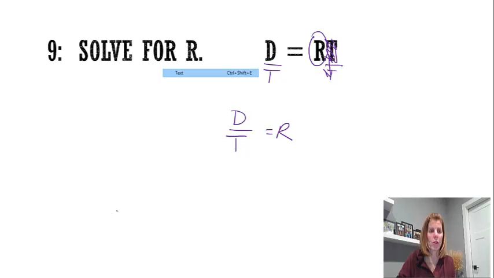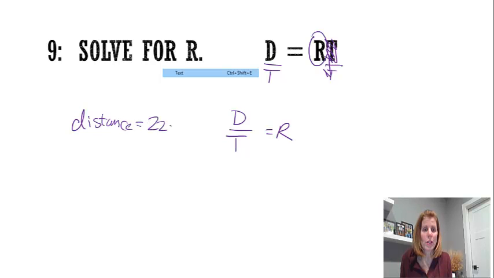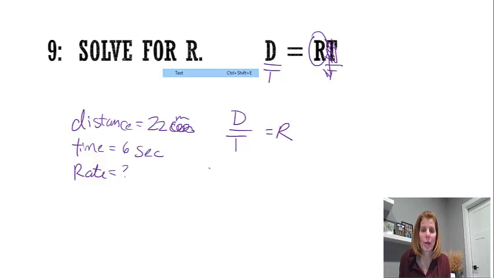Okay, and then I'm going to go to problem 9. Let's say somebody told me that the distance somebody traveled was 22 centimeters. Well, we'll do meters maybe. How about 22 meters? And the time that it took them was 6 seconds. Okay, so if that were the case, we could just easily ask, what was their rate? How fast were they going? Would be the question that we'd be answering. So we would simply just need to do the distance, which is 22, and divide it by the time, which was 6.